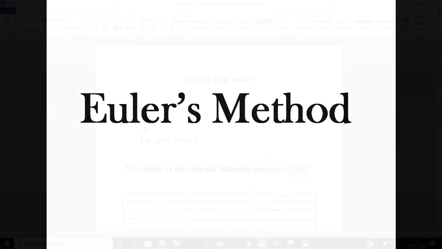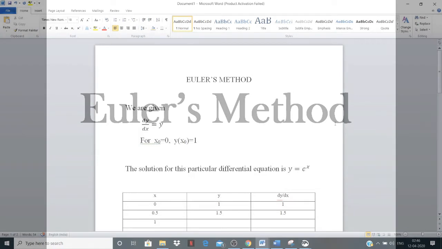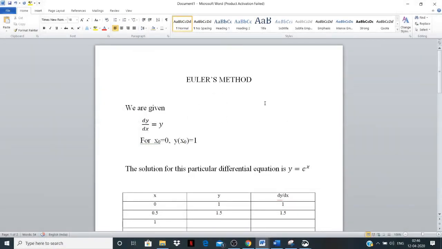Euler's method. I'll explain Euler's method with the help of an example. Suppose we are given a differential equation dy by dx is equal to y, and we are given the initial condition that for x naught is equal to 0, the value of y is equal to 1. For this question we know that the solution is y is equal to e to the power of x.